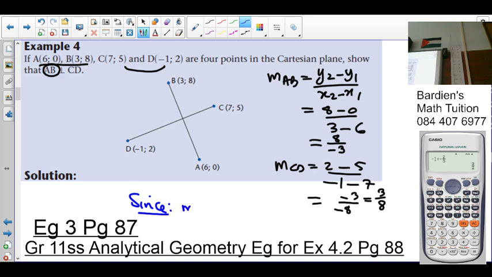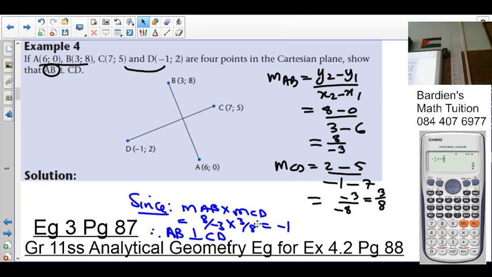The gradient of AB times the gradient of CD is equal to 8 over negative 3 times 3 over 8, which is equal to negative 1. Therefore, AB is perpendicular to CD. Okay. AB is perpendicular to CD. People, any confusion there? No.